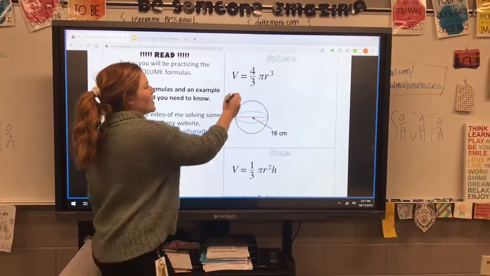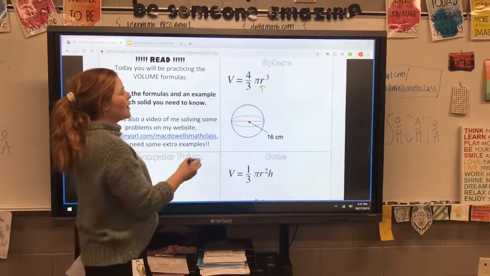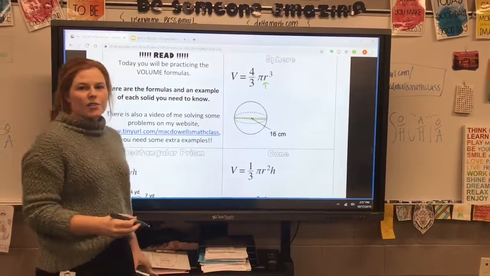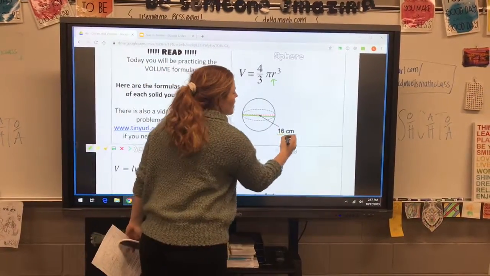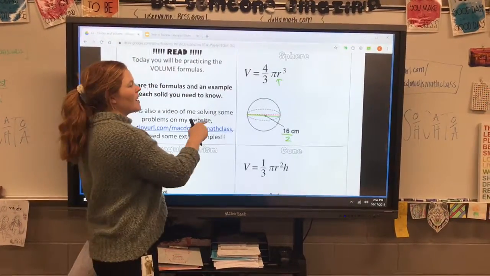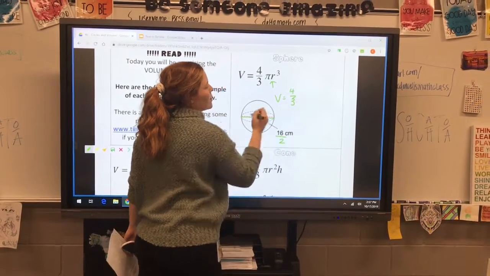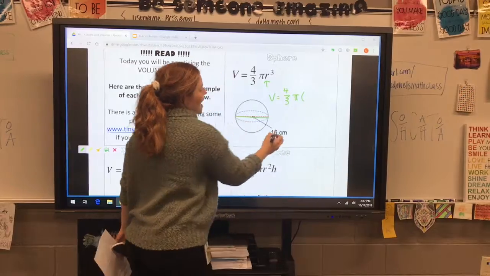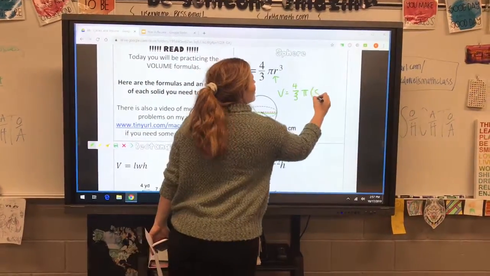So obviously this R represents the radius. In this sphere, we're given the diameter. And so you guys are pretty good at this. We know that we take the diameter and cut it in half, or divide it by 2, to get from the diameter to the radius. So when I'm taking my radius and plugging it in, volume is equal to 4/3 times pi times half of 16, which is 8, cubed.